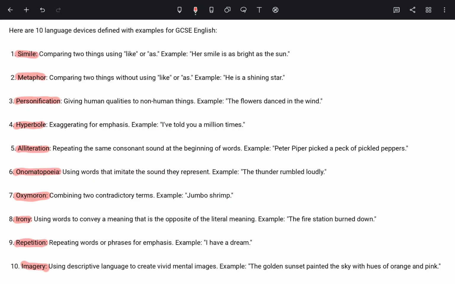So these are your 10 language devices defined with examples. And it's just a quick revision recap just to give you an insight of these devices which you have to learn for your upcoming exams.